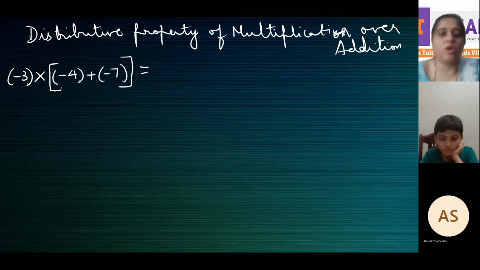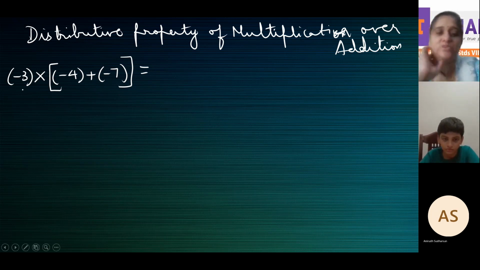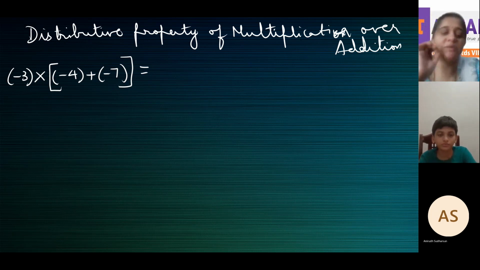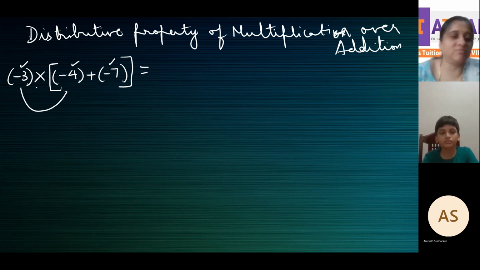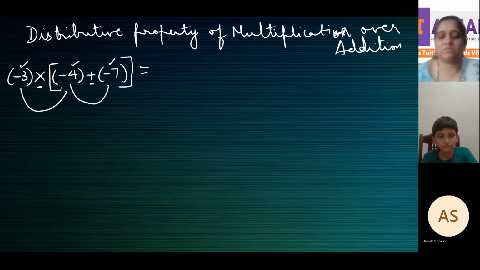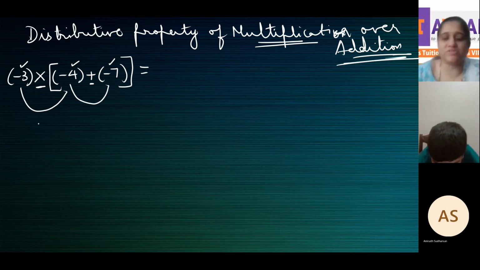Now, how do you identify when to use a distributive property? The question should be like this. There must be 3 integers. Now what are the integers here? -3, -4 and -7. There should be 3 integers, and first the operation should be between 2 integers. The operation should be multiplication. Between these two it is multiplication, between these two it is addition. Distributive property of multiplication over addition. So first you will see the multiplication sign.